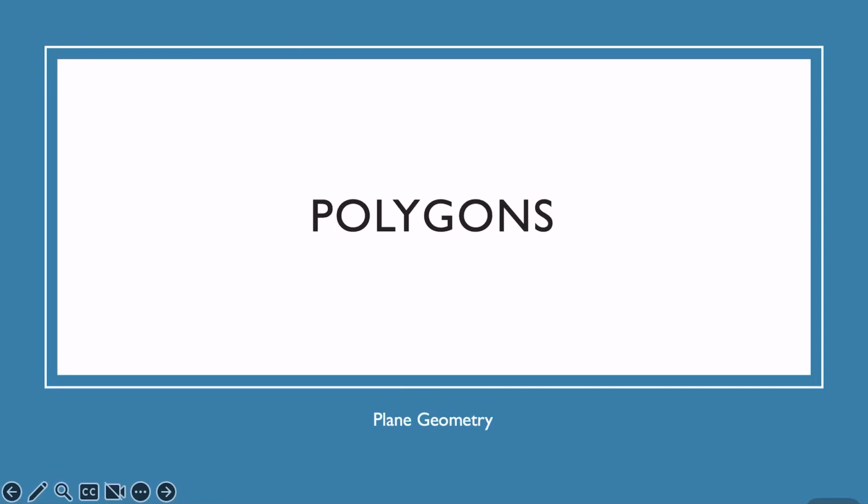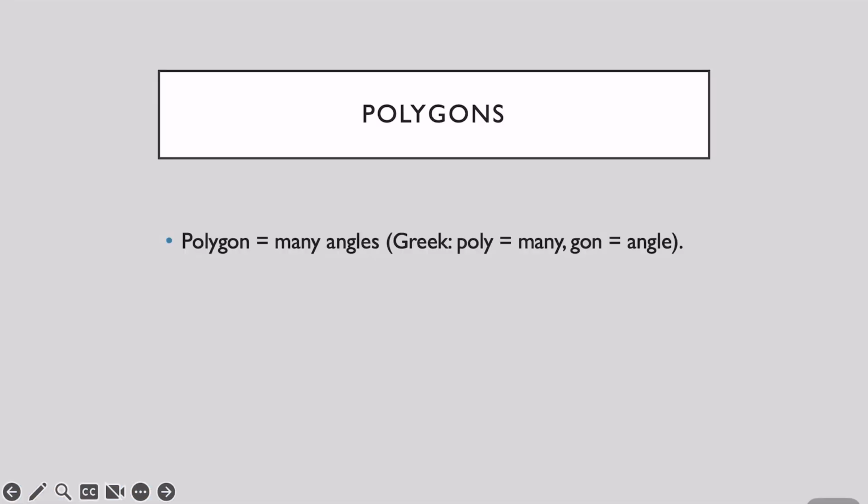So let's discuss polygons. This is a part of our series on plane geometry. So let's start with the word polygon. It came from the Greek words poly and gon. Poly meaning many, gon being angle, thus many angles. Okay? So how do we consider a shape being a polygon?